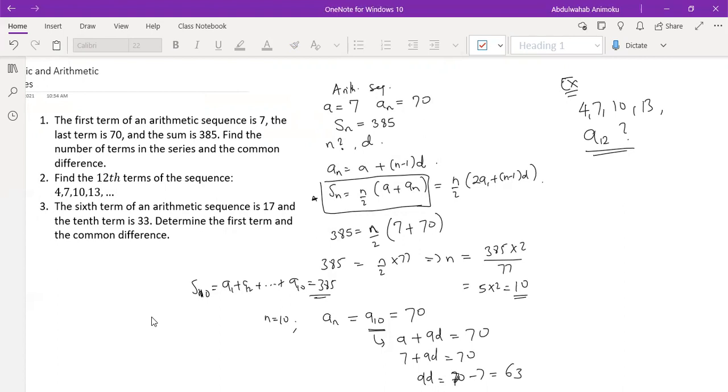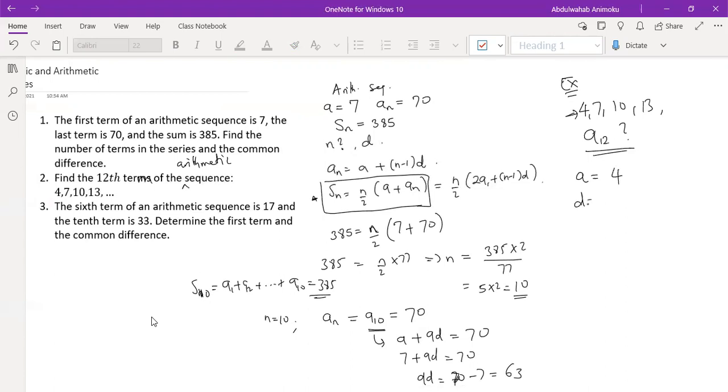Of course, it should have been indicated in the problem: find the 12th term of the arithmetic sequence. That would be a more complete problem, okay? So what does this mean? We need to find the first term, which is 4, the first term here.